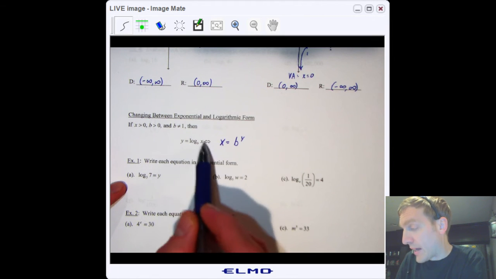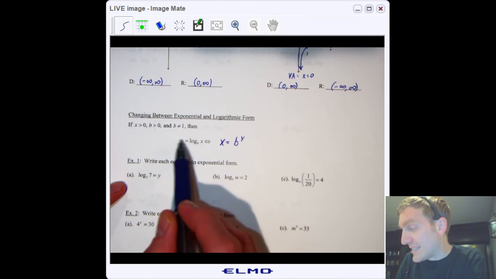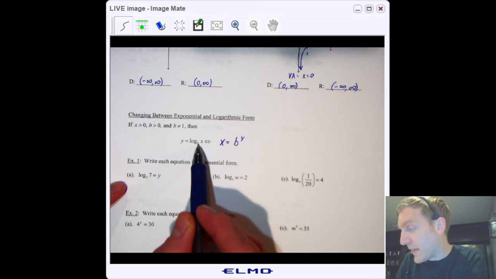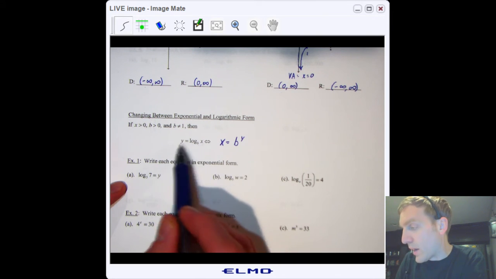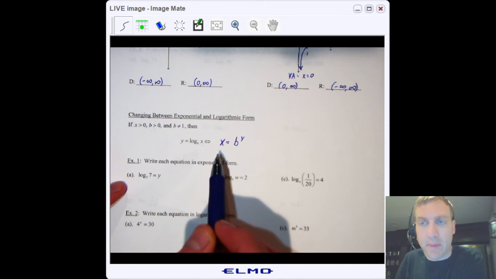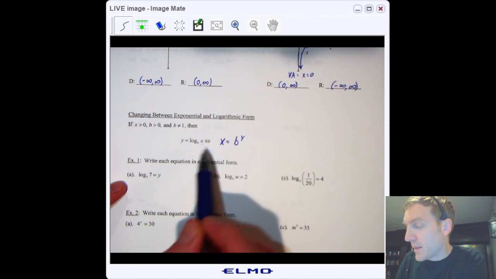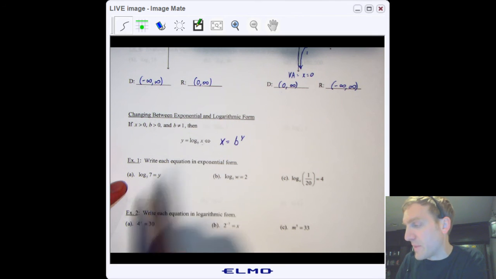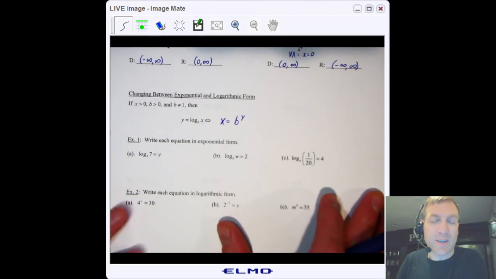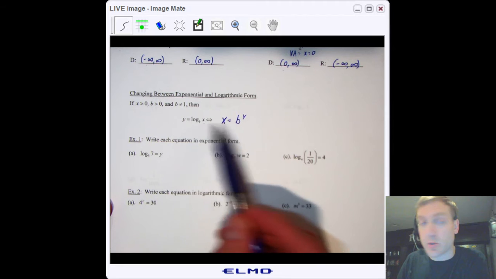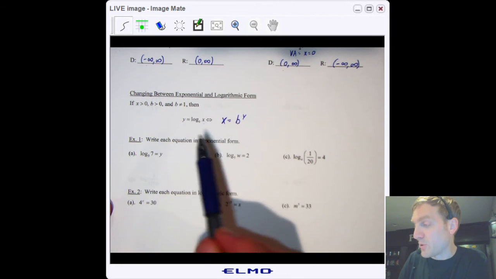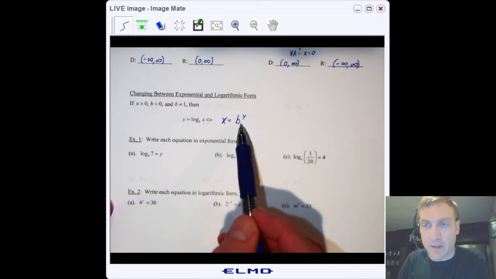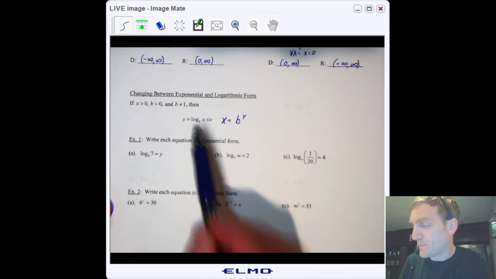That's what you're doing when you're answering a log. You're saying, what is the exponent? What exponent on b gives me x? B to the y equals x. So keep that in mind. When you're answering a logarithm, the number you're giving is an exponent. What exponent on this base gives me that number? Right now we're just going to practice going back and forth, switching between log form and exponential form, and vice versa.